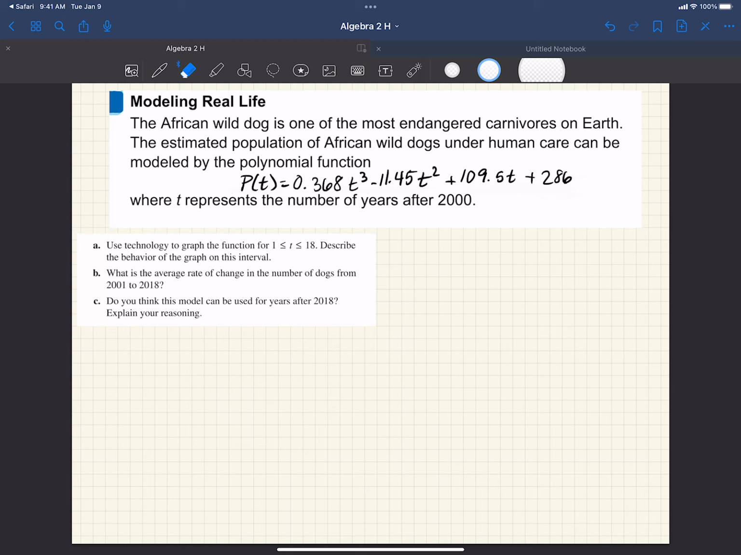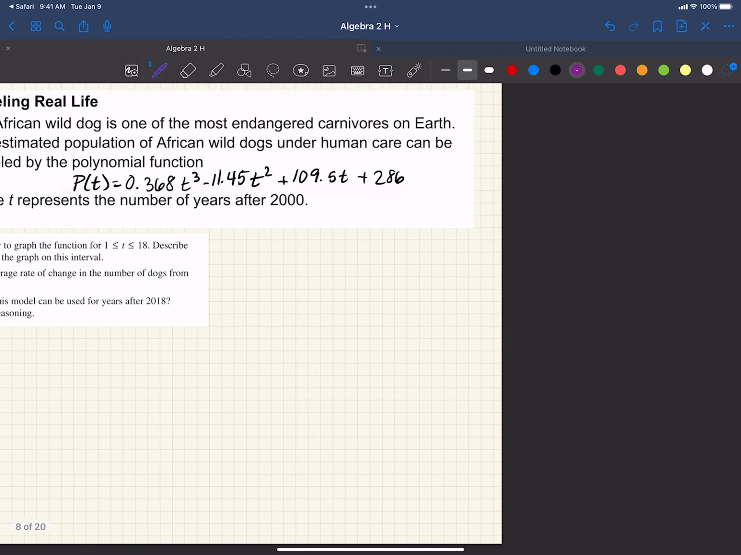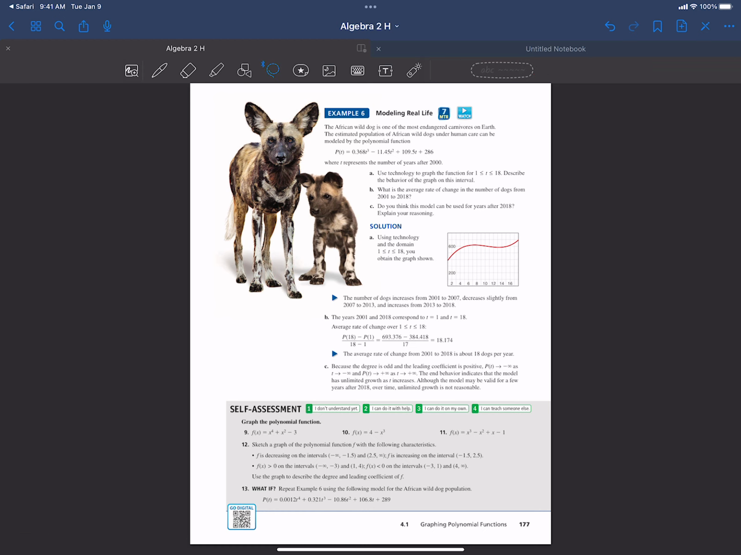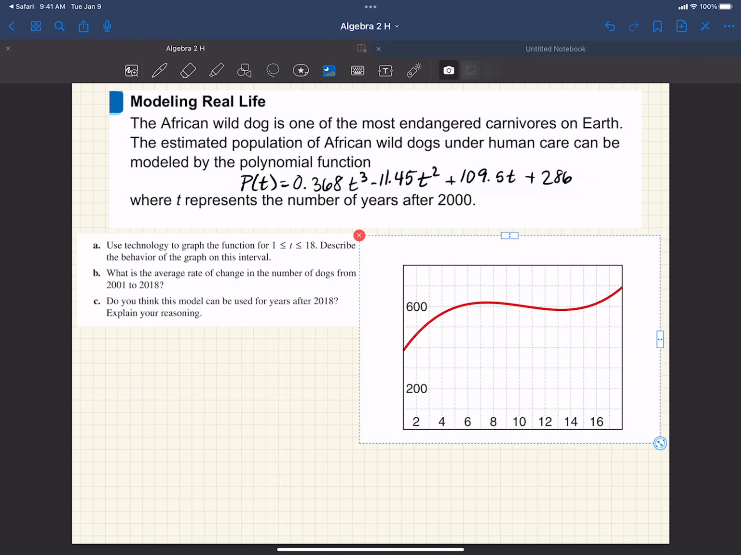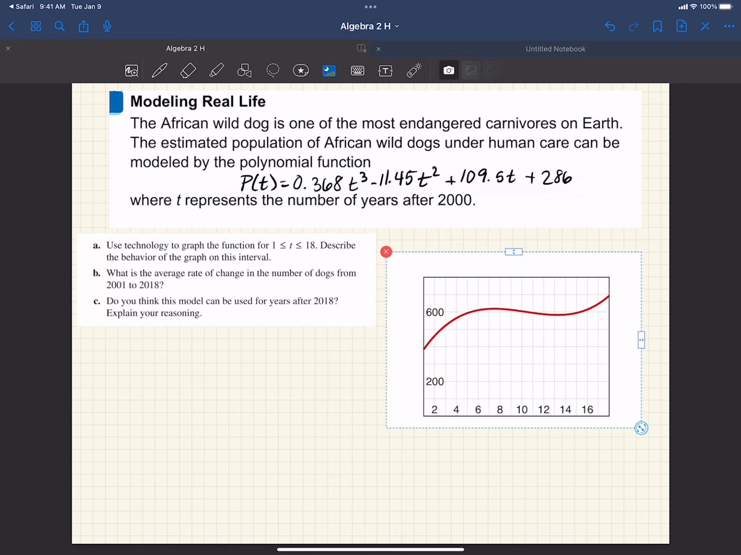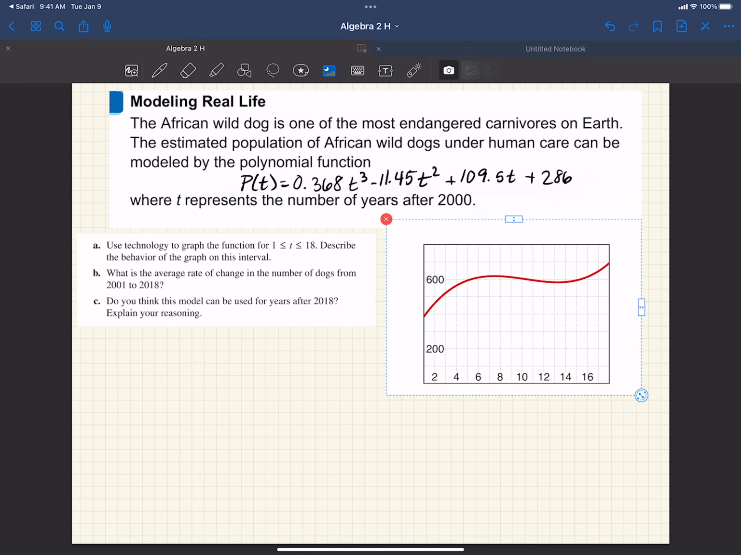This word problem I'm probably going to go over with you in person with the emulator that we have, so that I can do the graphing calculator for you to see. But for now, here is what the graph is going to look like. This is in your textbook, so you can easily see it for yourselves.